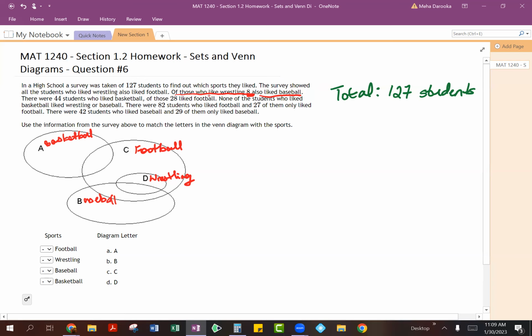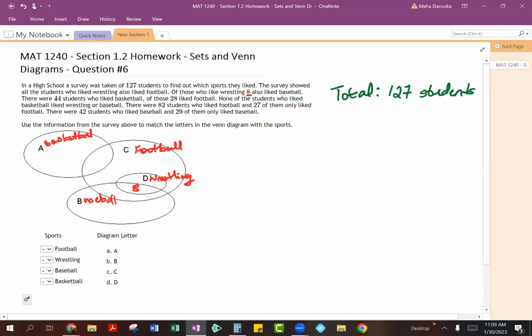They're telling us out of those who liked wrestling, 8 also liked baseball. As I mentioned before, that's going to be the overlap between wrestling and baseball, so it's going to go over here. Those are going to be your 8 students. And I'm actually just going to underline it so we know we've already used that number. So of those 8 who like baseball, we got that placed in our little overlapping circle.